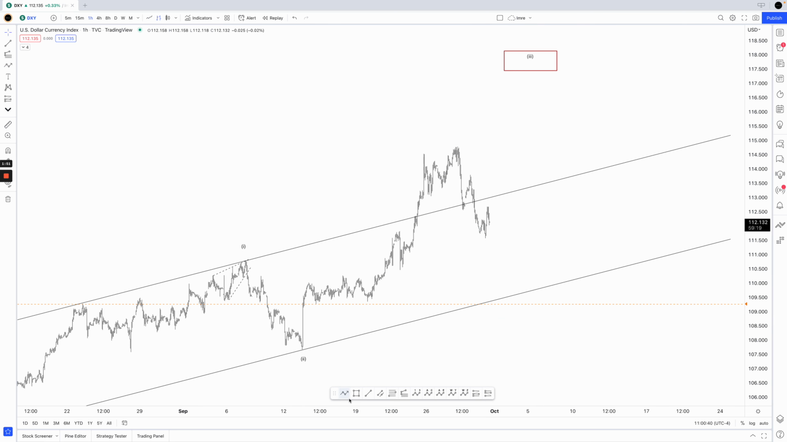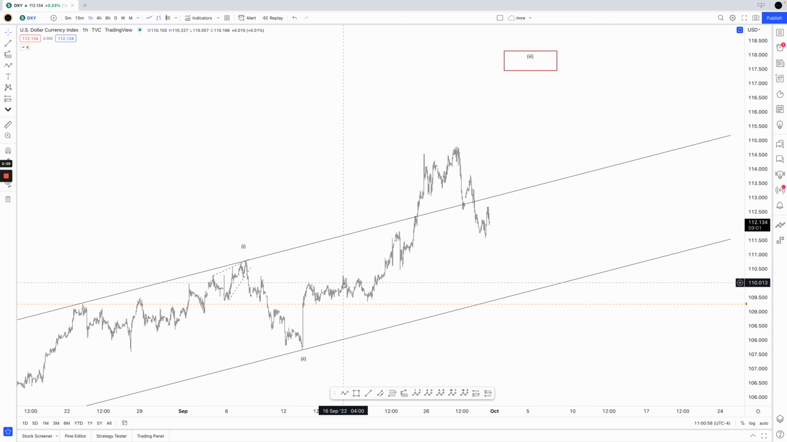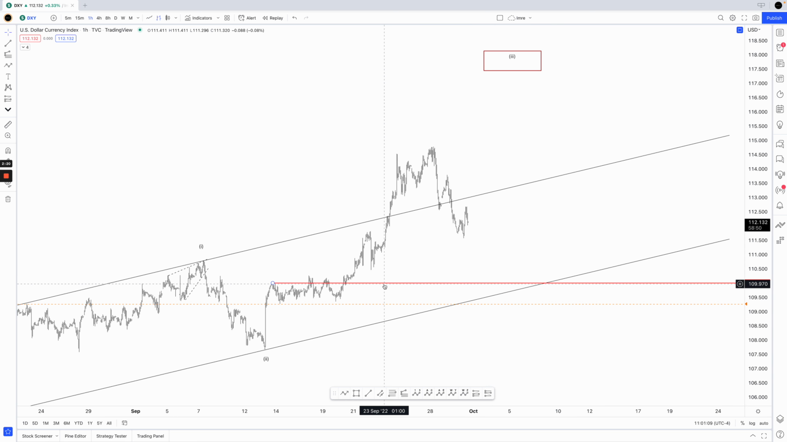Right now, I do like to work with more conservative expectations first until the market proves otherwise. So I like this interpretation: 1, 2, 3, 4, 5 for 3 of 3. This is 4 of 3, and then we're going to get 5 of 3. The key level overlap would be this wave 1. So until we overlap 110 in the index, I don't really see any reason to be shorting the dollar with any kind of vim or vigor.